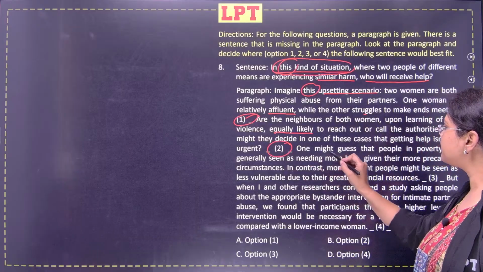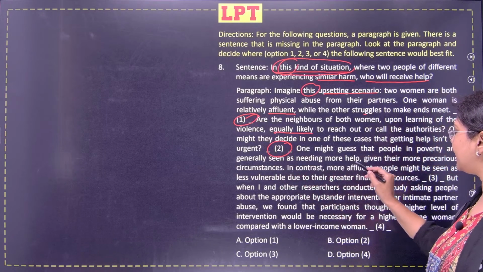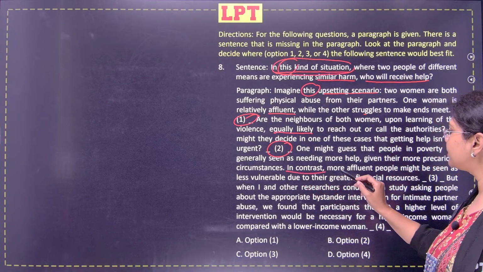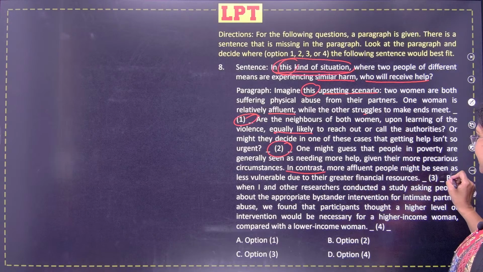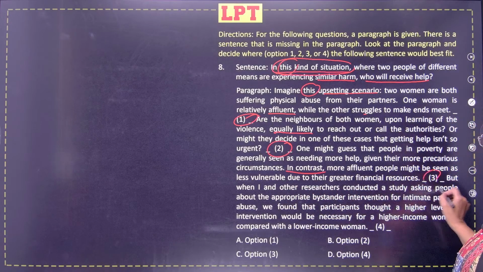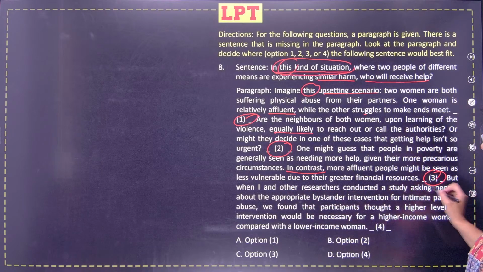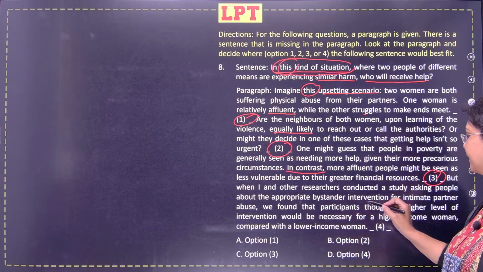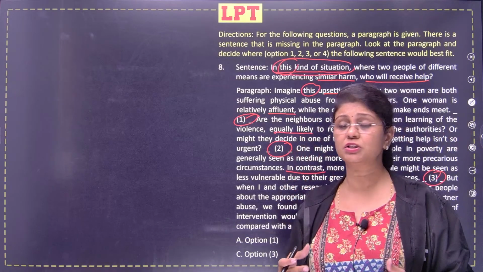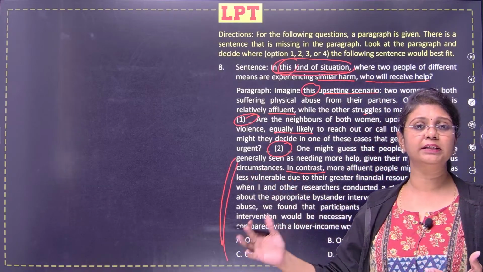Now it says, one might guess that the people in poverty are generally seen as needing more help given their more precarious circumstances. In contrast, more affluent people might be seen as less vulnerable due to their greater financial resources. But when I and other researchers conducted a study asking people about the appropriate bystander intervention. Now see guys, if you have read this paragraph, you would have understood that towards the end, the discussion is going on a different line, right?